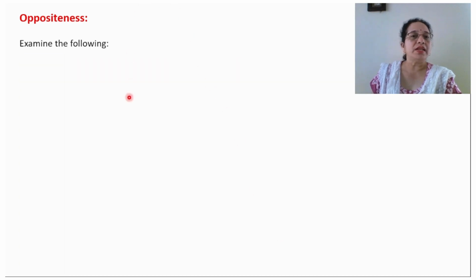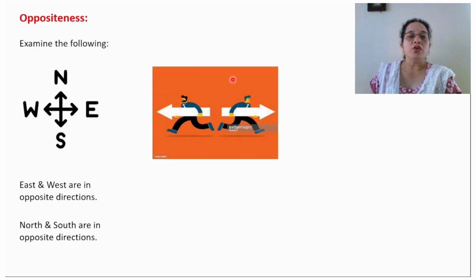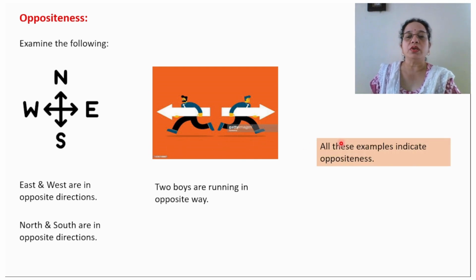Take a few more examples. You can think about the direction. West and east are in opposite direction. North and south is in opposite direction. So again, here we can see the opposite thing. Here you can see that two persons are running in opposite direction or opposite way. One is running to the left hand side and one is running to the right hand side. So again, left hand side and right hand side is the opposite word, opposite direction. So all these examples indicate oppositeness.